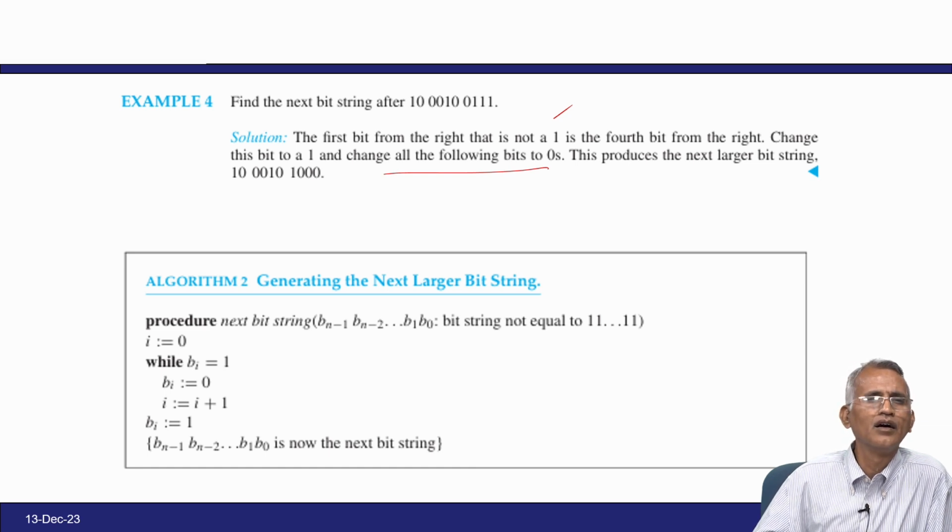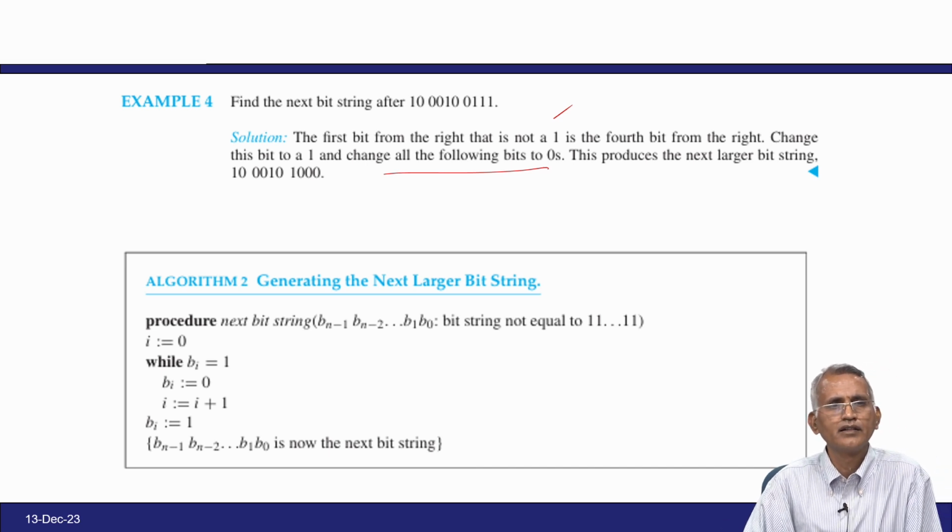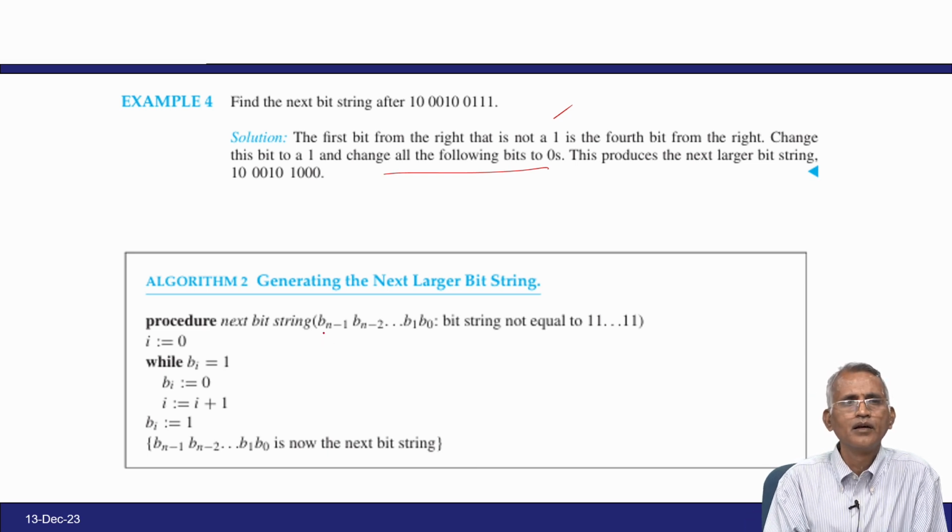The procedure based on this algorithm to represent the next bit string is as follows. Take the bit string bn minus 1, bn minus 2 and so on up to b0, not equal to 111 and so on. Start with i equal to 0; while bi equal to 1, set bi equal to 0 and i equal to i plus 1; then set bi equal to 1. Then bn minus 1 to b0 is now the next bit string.